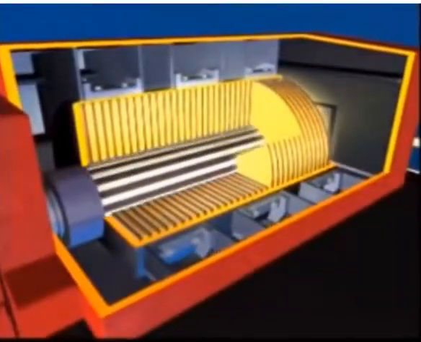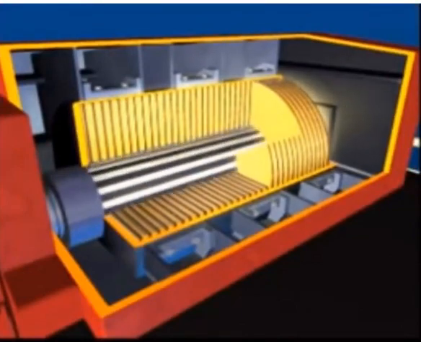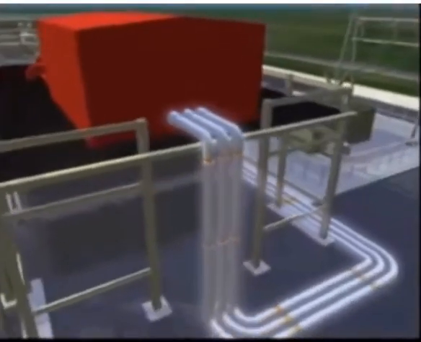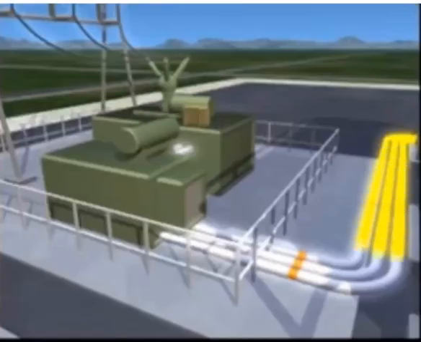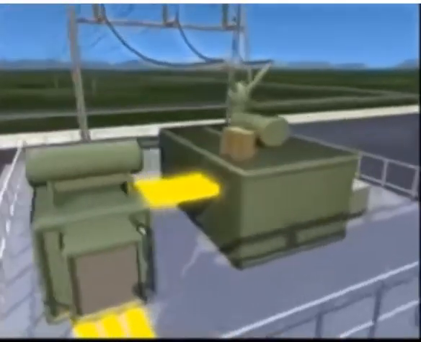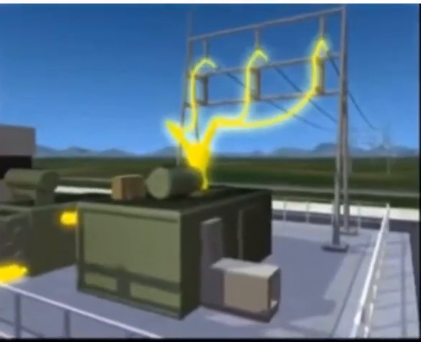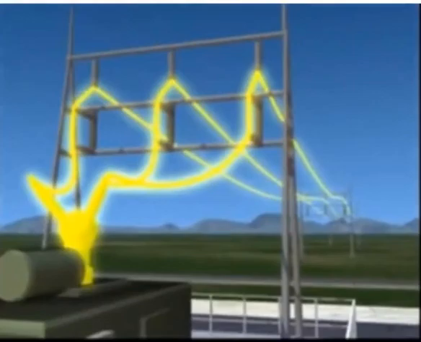An electrical charge is created when magnets rotate within the generator. Large copper bars carry the electrical charge to a step-up transformer outside the plant. Within the transformer, the voltage is increased before the power is sent to the power lines that carry it to homes and businesses.